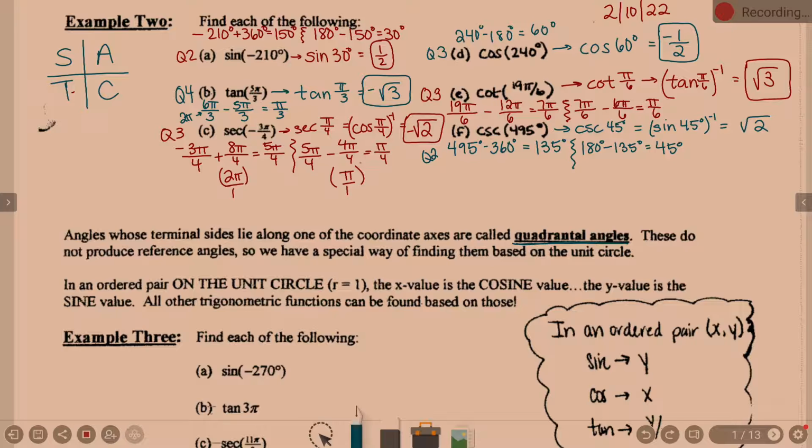Positive or negative? Positive. Because we're talking cosecant, which is sine, basically. And in quadrant 2, sine is positive. So this is a positive square root of 2. We getting a little better?